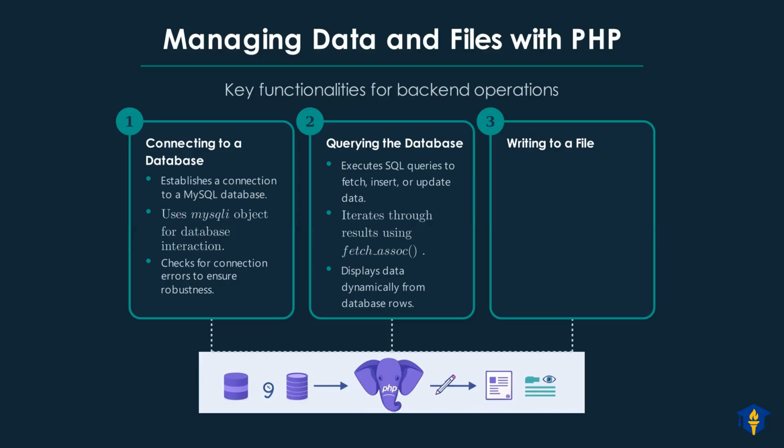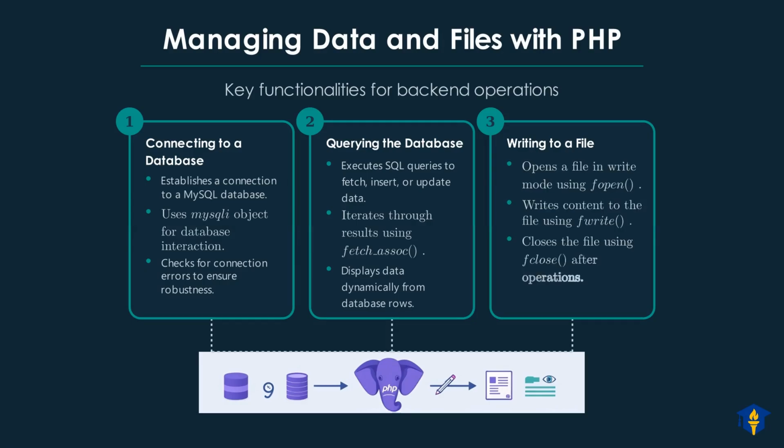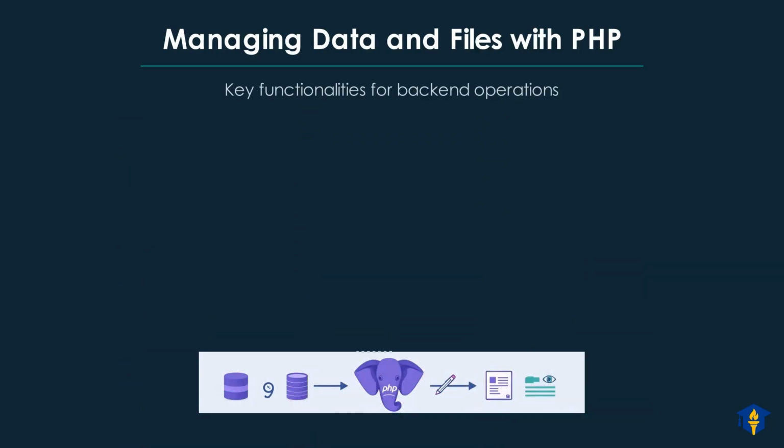Now, let's explore how PHP allows you to write content to a file on the server. This typically begins by opening a file in write mode using the fopen function. After opening, you write the desired content into the file using the fwrite function. Always remember to close the file using the fclose function once all operations are complete.